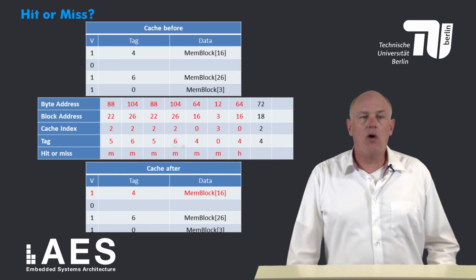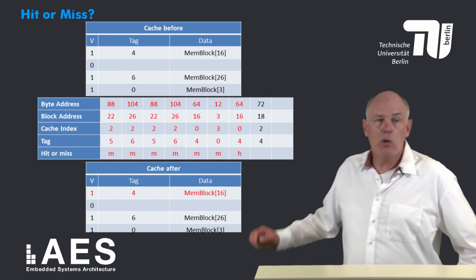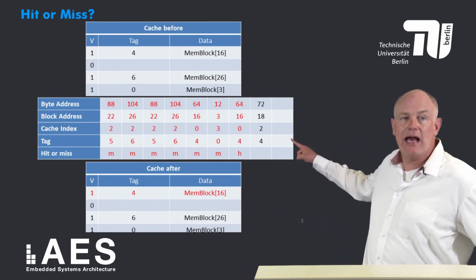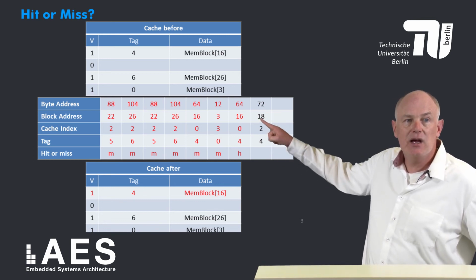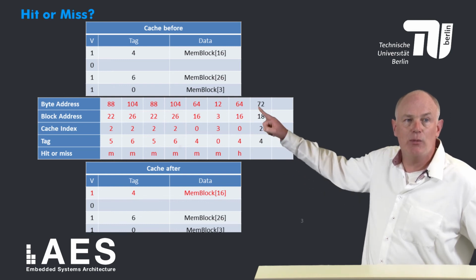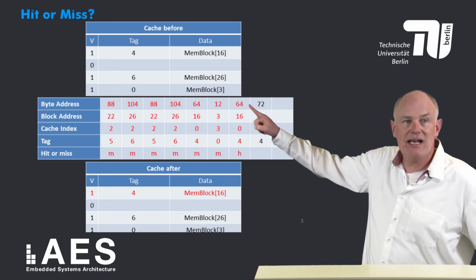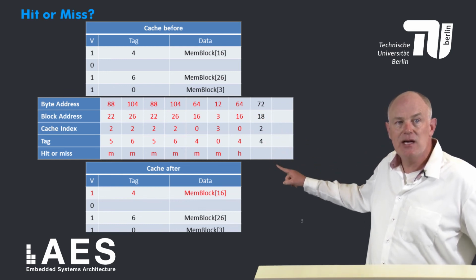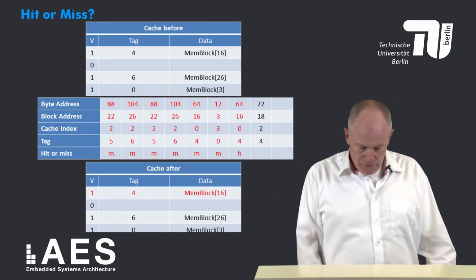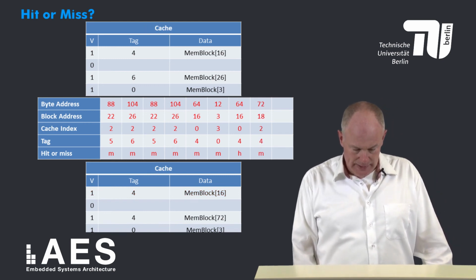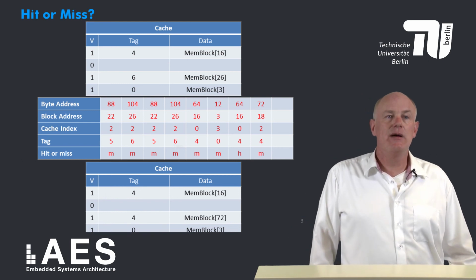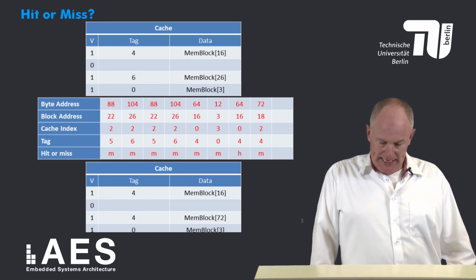And finally, for the first time we have a hit. We access byte address 64 again, which corresponds to block address 16. We look it up in the cache. We see that the tag of the requested block matches the tag stored in cache at that position, so we have a hit. And finally, we access 72. And again, we have a miss because it's the first time we access memory block 18.